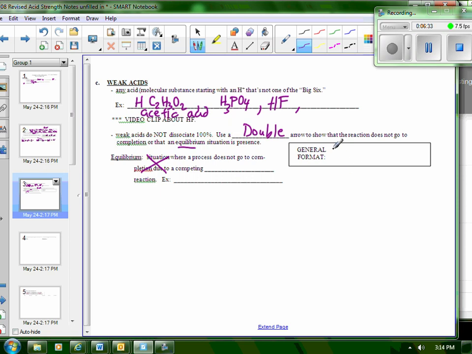So the general format is basically the same thing, except this is my weak acid. It's still going to break up into H plus and A minus. It's just not going to do it as well. So we use this double arrow to show that. What that means is that the HA does break up a little bit, but then the H plus and the A minus get back together, and they go in this reverse direction. So that's what equilibrium means, is that you have a forward and a backwards direction.